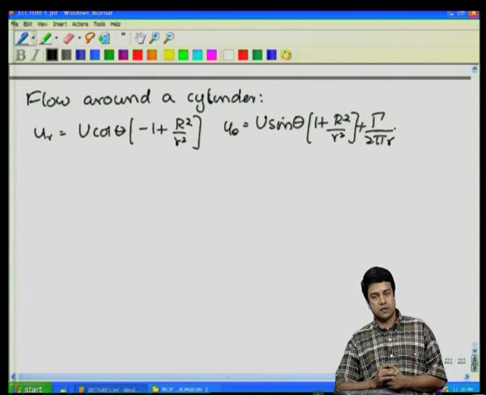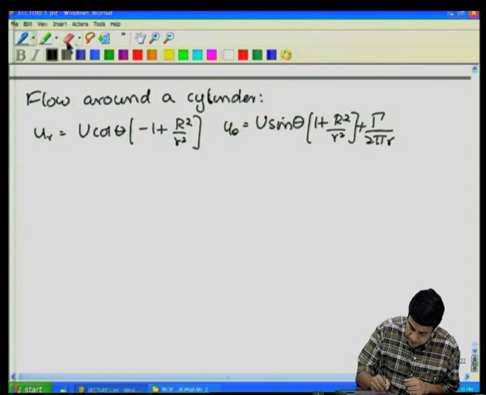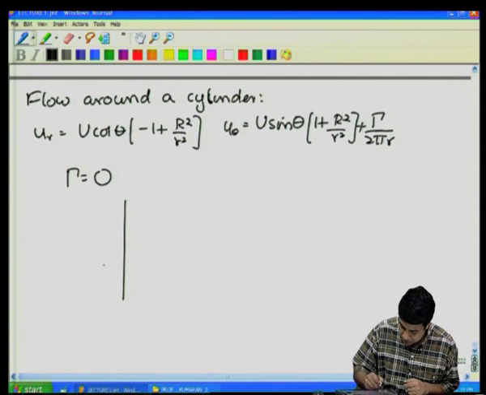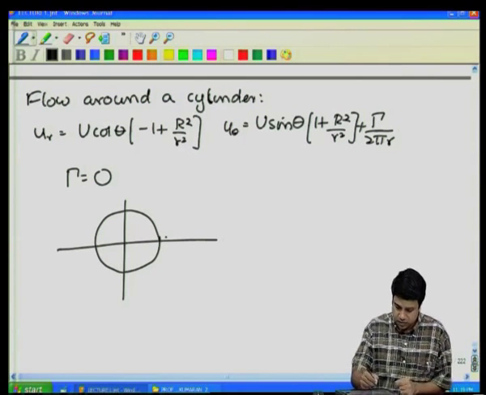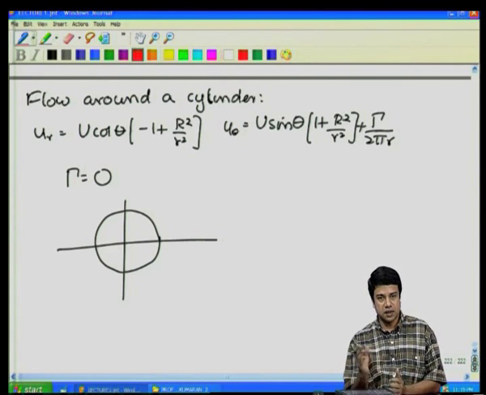Okay, so that is the flow around the cylinder. Now, as I said, gamma is the circulation. Let us first take the case where the circulation is identically equal to 0, gamma is equal to 0. I have the flow around the cylinder, and the flow in the case where the circulation is equal to 0.